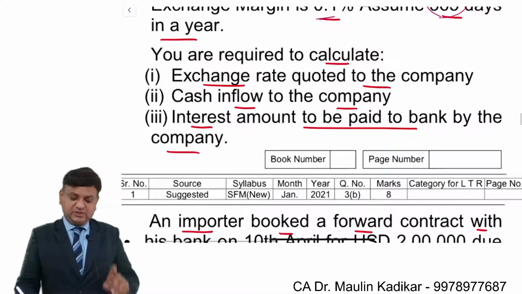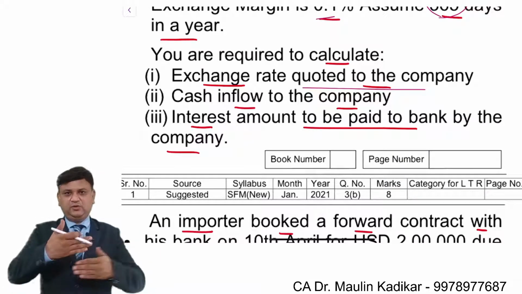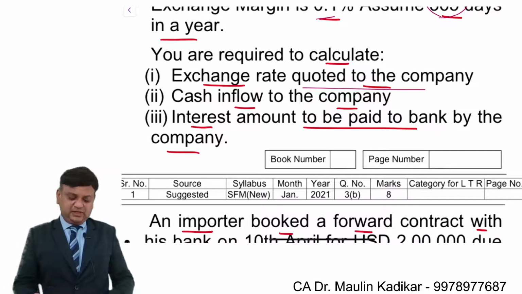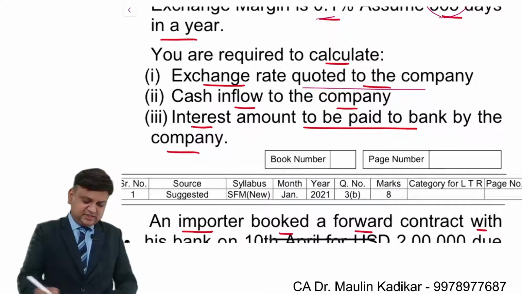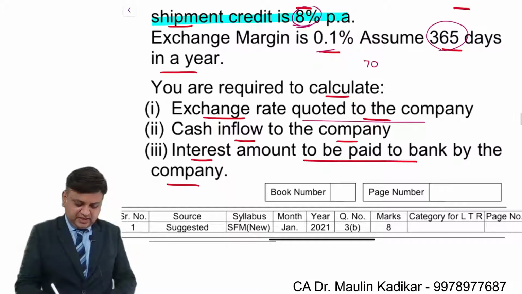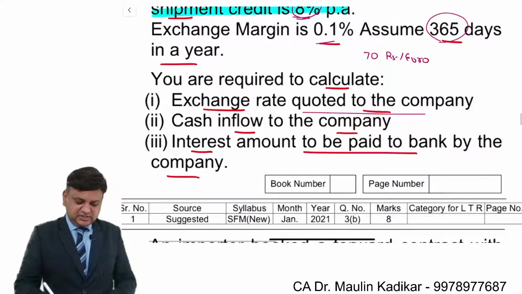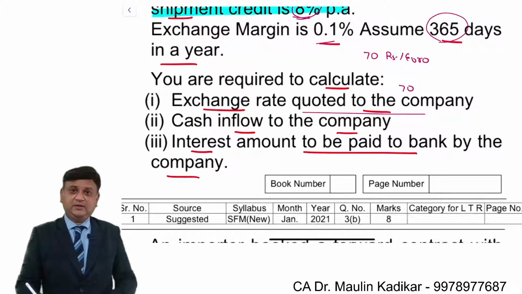The first question is, what is the exchange rate quoted? For example, like we do the multiplication, division, everything, and with that we get the exchange rate of, let us say, 70 rupees per euro. So what will happen? 25,000 into 70. Sorry, the answer of the first question will be 70.